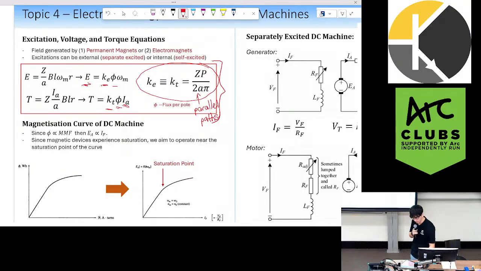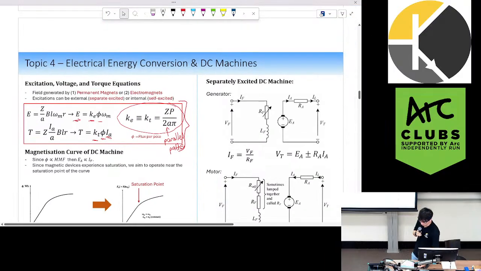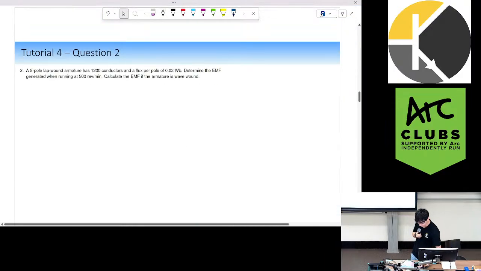So let's try apply that to the question that we have above. We have an 8-pole lap wound armature with 1,200 conductors and a flux per pole of 0.03 Webers. Determine the EMF generated when running at 500 RPM, and calculate the EMF again if the armature was wave wound instead.